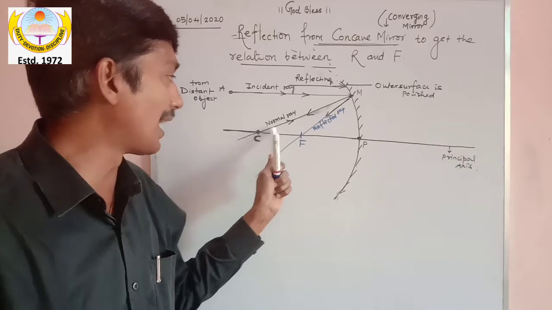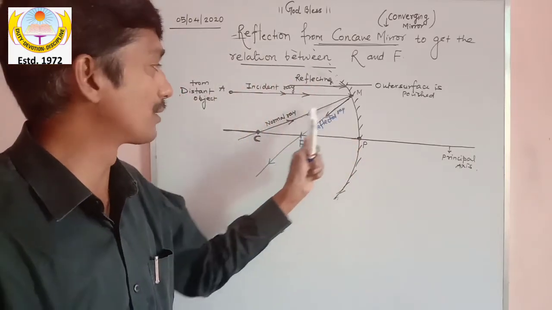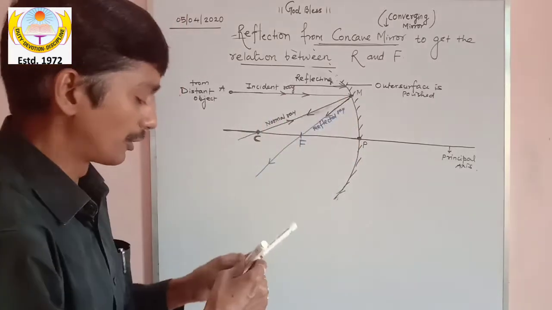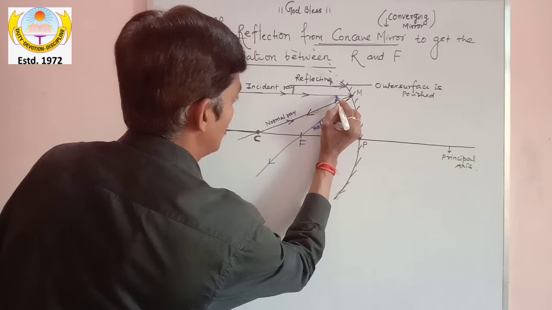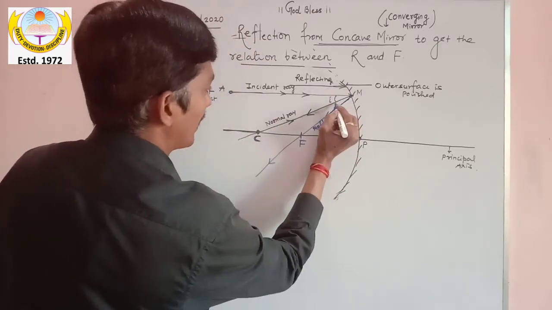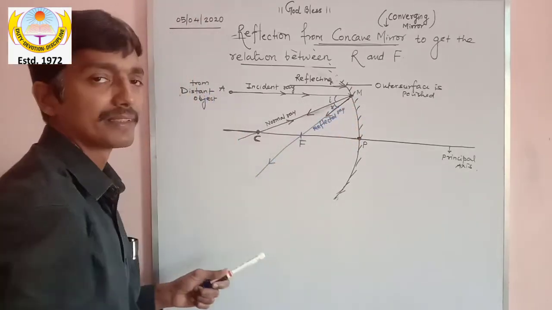So if I draw a line from this center, it becomes a radius of that sphere, and this radius always falls normally on the surface. So this becomes a normal ray. So now, my dear, here is the angle i, because this is the incident ray, and here is the angle r, because this is the refracted ray.